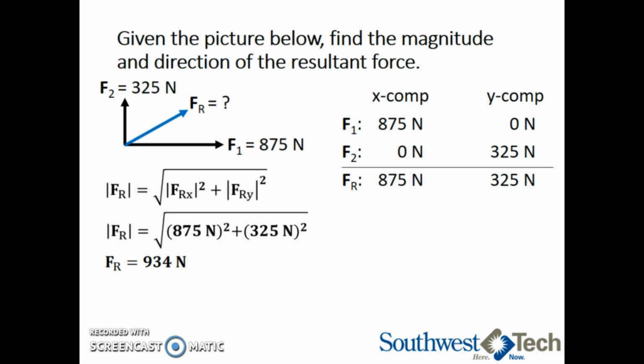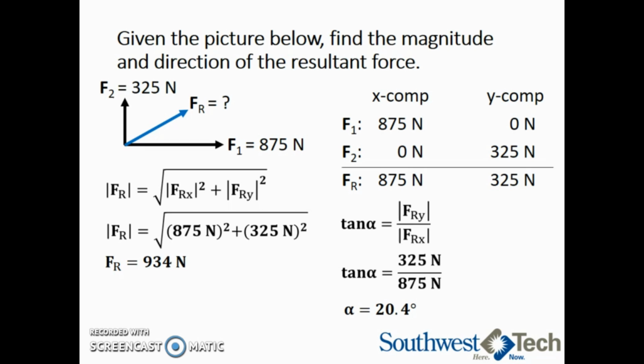Last, we need to find the angle at which this force is acting. To find the missing angle, we will use trigonometry. Tangent of the angle, alpha, is equal to the magnitude of the resultant y component divided by the magnitude of the resultant x component. This means tangent of the angle is equal to 325 newtons divided by 875 newtons. This gives us an angle of 20.4 degrees.